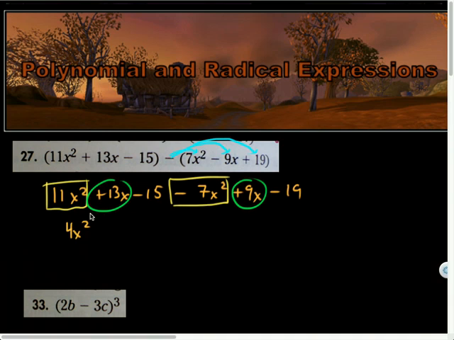13x plus 9x, those are friends, so I add their coefficients while their variables and exponents remain unchanged. And then 22, huh? Yep, that would do it. Thank you, friend. So here we go. Negative 15, negative 19. What's that going to be? Negative 34? And that's the answer, right?